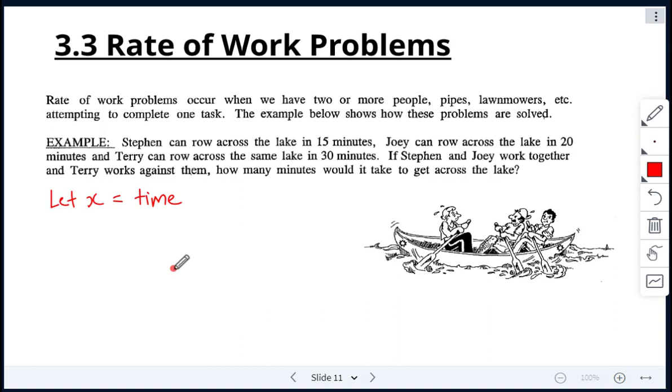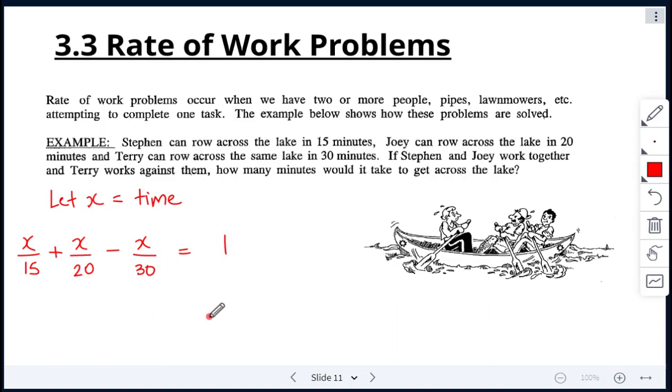So we know that Stephen and Joey are working together, and Stephen can row across the lake in 15 minutes. So we're going to write that out as x over 15 plus, because Stephen and Joey are working together, and Joey can row across the lake in 20 minutes, so plus x over 20. And then it tells us that Terry is working against them, so we're going to subtract his time, x over 30. And that is equal to 1 whole.